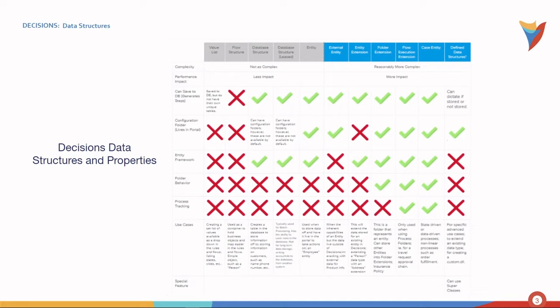And then last but not least, we have a defined data structure. And with defined data structures, it can dictate if it is stored or not stored. It also comes with a configuration folder. As you see, it's for specific advanced use cases to extend an existing data type, maybe for creating a custom DLL.